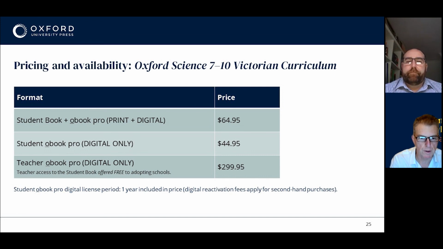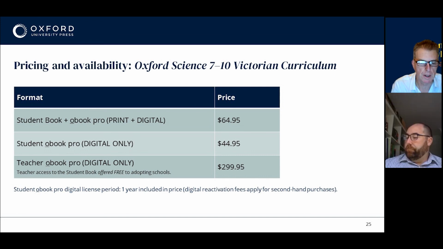Thanks very much, Paul. Great presentation. So just running through the pricing: the student book and O-Book Pro, that's print and digital, is $64.95. The Student O-Book Pro, i.e. digital only, is $44.95. The workbook is $29.95, and the Teacher O-Book Pro is $299.95. And of course, if you book list Biology for VCE, then that is provided complimentary.